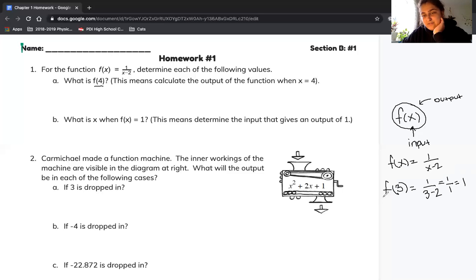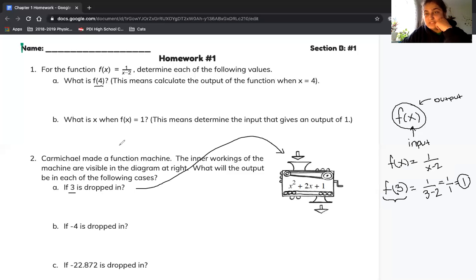So when f of 3 is evaluated, we get a 1 out, right? So when we have an input of 3, we get a 1 as our output. So that's all A is asking you for here. And that's really what 2, A, B, and C are asking. They're just saying plug in 3 into this function machine.